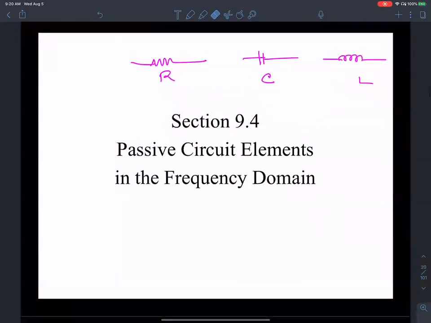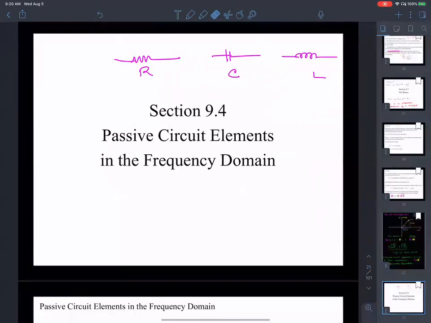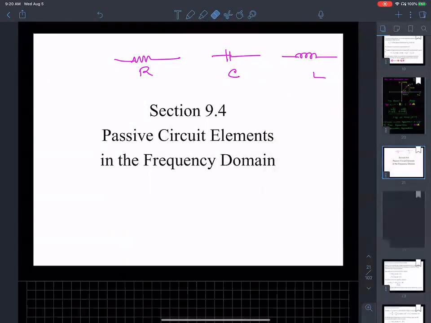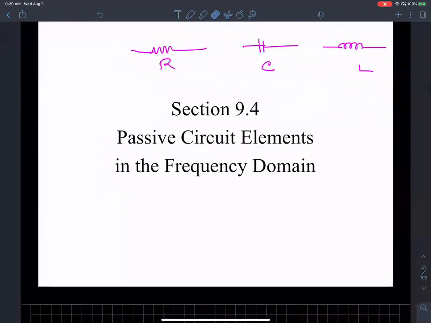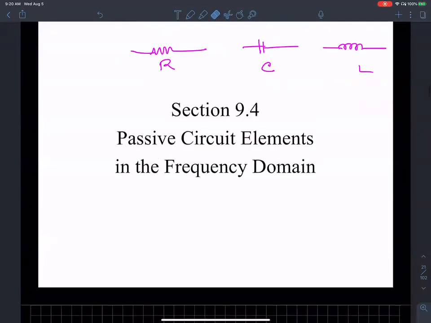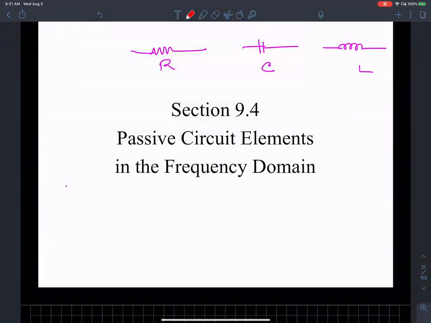The next topic is how each of the components R, C, L behaves in the frequency domain. I'll give you a spoiler alert, a summary. Why don't I write this summary, just so it's easy for you.